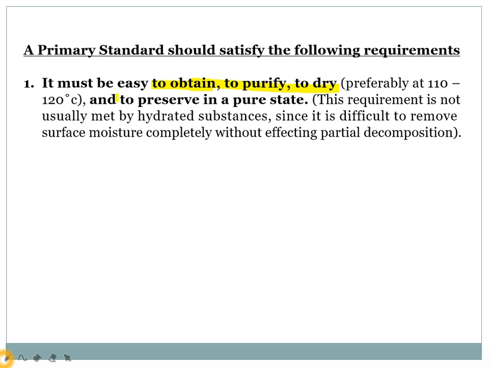Based upon this property, this requirement is not suitable for hydrated substances, because hydrated substances may contain water molecules, or water content will be present in them, and because of this it is very difficult to remove the surface moisture.